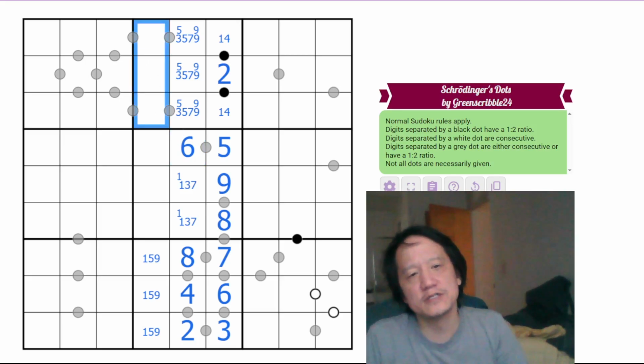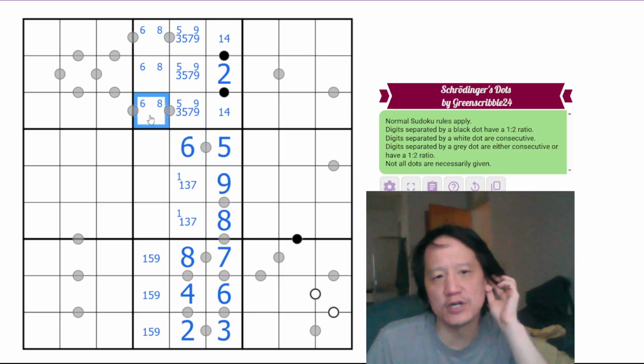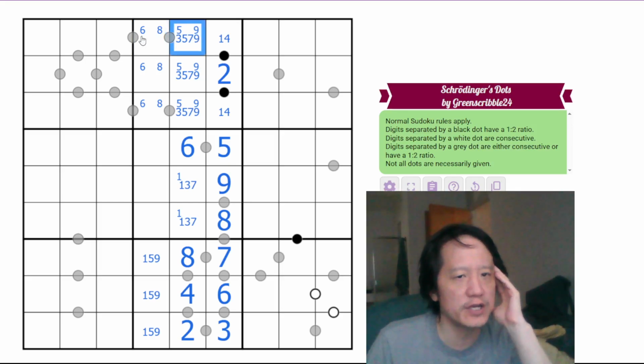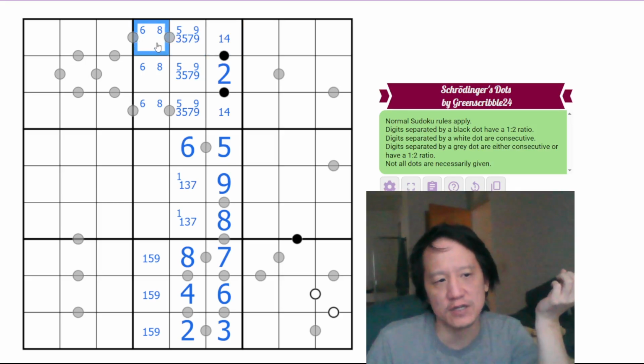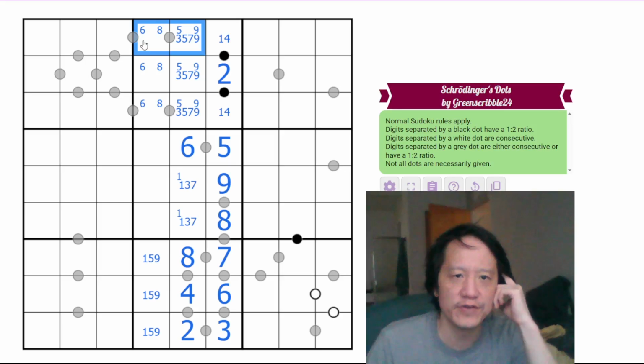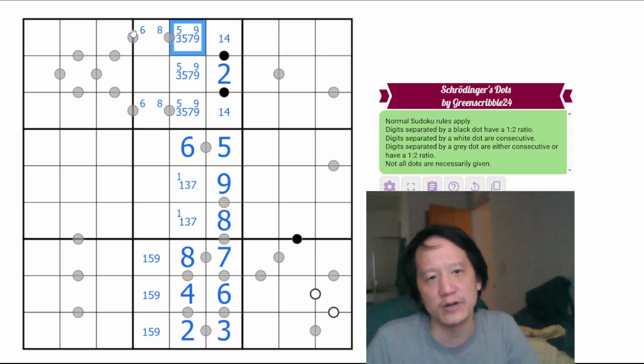We have guaranteed 6 and 8 here. These two digits are guaranteed to be even digits. Even if it's 3 and it's a 1 to 2 ratio, obviously there's an even digit there. But if they're all consecutive, they're odd digits next to an even digit. So this has to be a 6, 8 pair here. So this is 6 and 8, and this is 6 and 8.